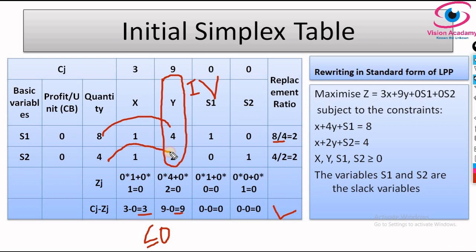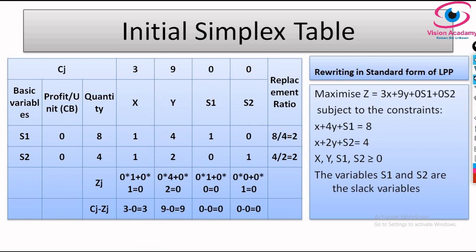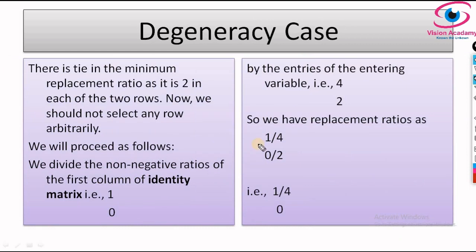4 by 2 is 2. Oh my god. Now I told you what a degeneracy case is. In both constraints we have the same replacement ratio, which means there is a tie in the replacement ratio. So this is the case of a degeneracy type of problem. I told you how to break this degeneracy type of problem, so let us see how to break the degeneracy problem.